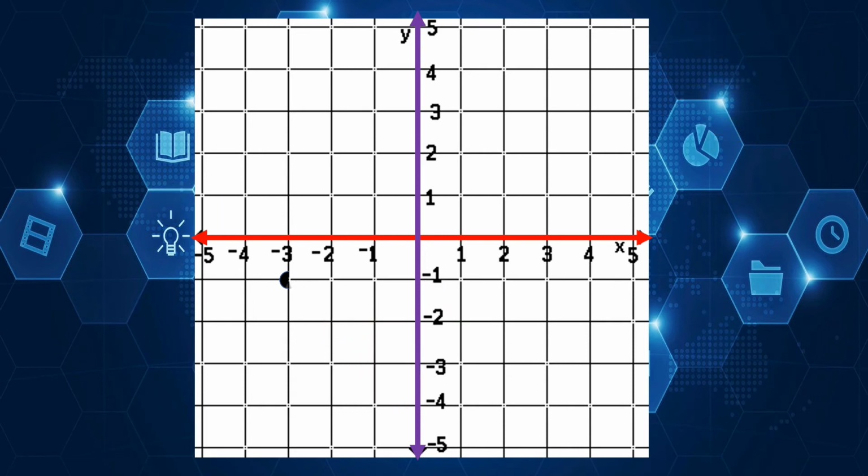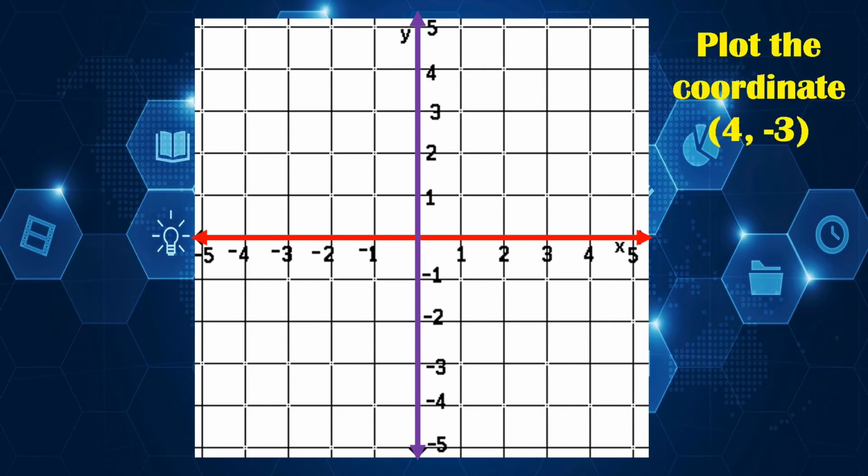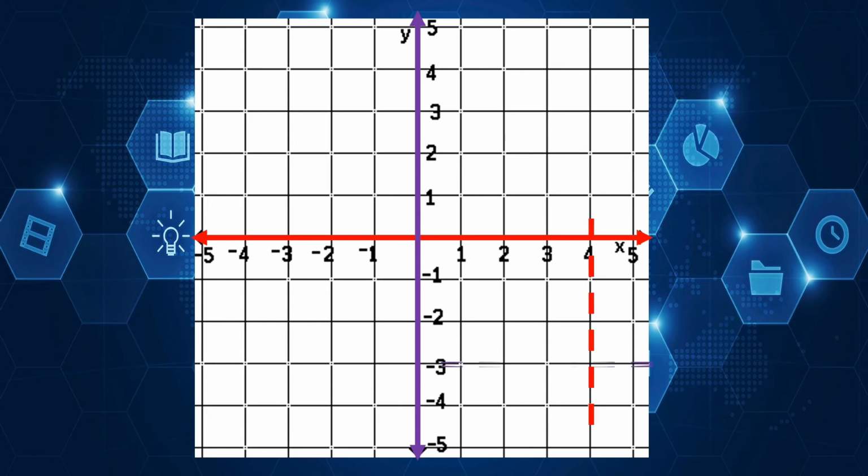Let's try another example. Plot the coordinate 4 and -3. Our x coordinate is +4 and our y coordinate is -3. The imaginary line for +4 is this one, and the imaginary line for our y coordinate, which is -3, is there. This is the intersection of the two imaginary lines, and therefore the coordinate 4 and -3 can be found at this location.